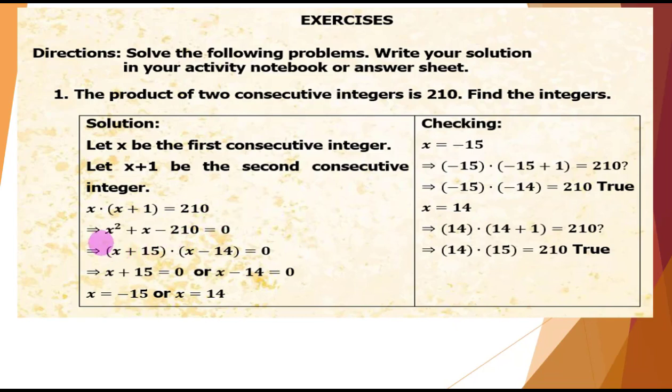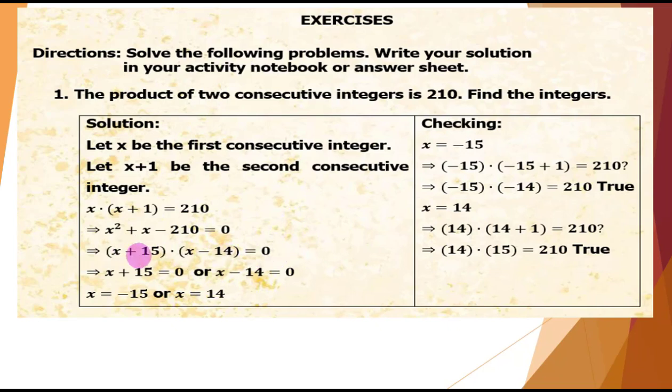Moving on, distributing x to the quantity x plus 1, we have x squared plus x. Then transposing the constant 210 to the other side, we have negative 210, leaving the right hand side equals 0. Then factoring these quadratic equations, we have x plus 15 times quantity x minus 14 equals 0.